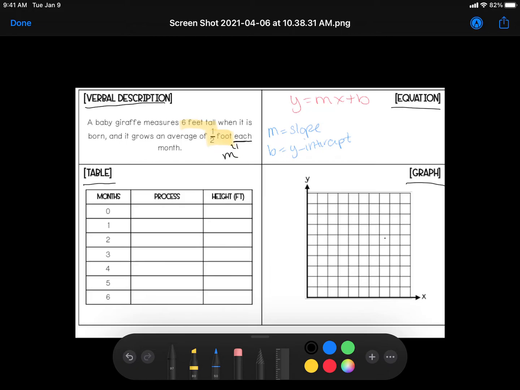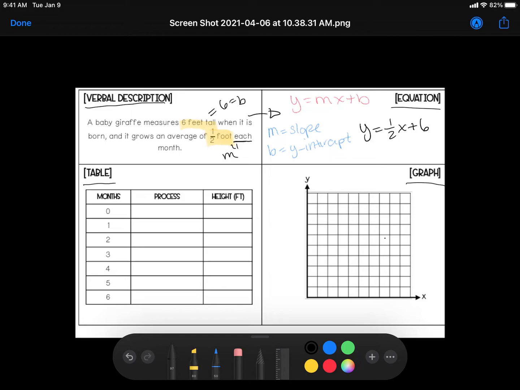So that's my m. And then a giraffe measures 6 feet. It's starting there. It's not any smaller, that's where it's going to start at. At that moment, that giraffe is 6 feet. And that is our b. So let us put it into our equation. So y equals m, which is a half, x, plus the 6 feet. So that is our starting point.